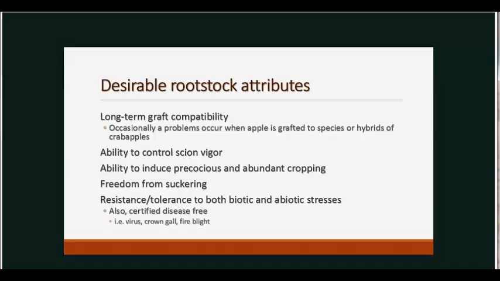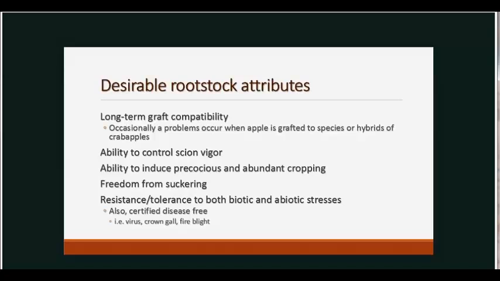And so most of those I'm going to be talking about today have been around for hundreds of years, some for decades, and they usually have long-term graft compatibility, a good record on that. Ability to control your scion vigor, we talked about that. And so when we talk about controlling it, sometimes we need to reduce it and sometimes we need to push it. And so you use your selection of rootstock for that as well. The ability to induce precociousness and maintain an abundant cropping. Again, the smaller and more dwarfing it gets, it has a tendency to really speed up the precocity of the scion wood.